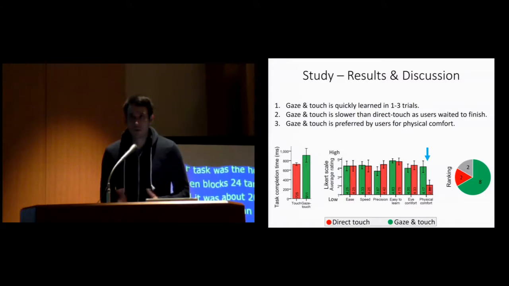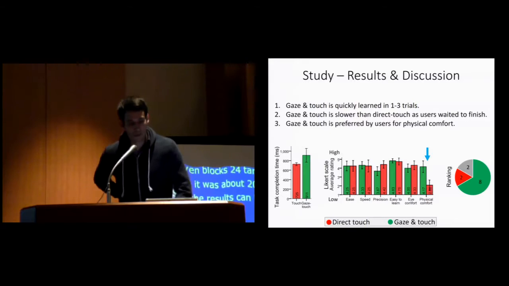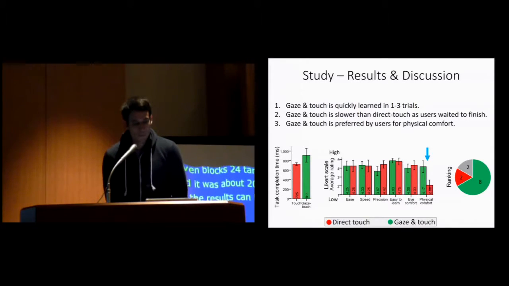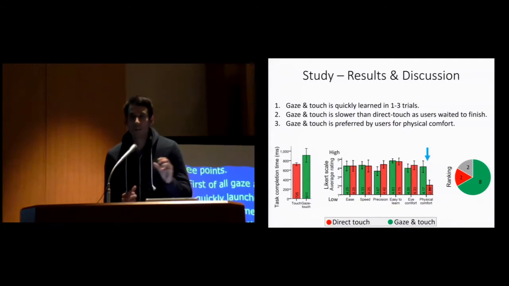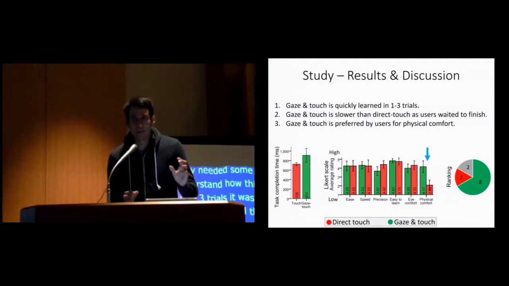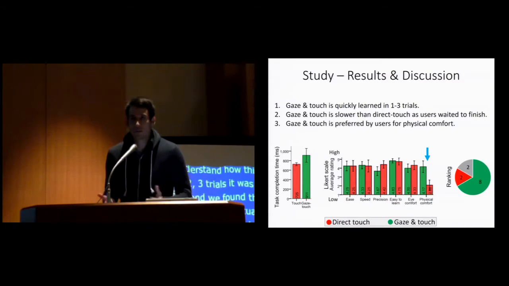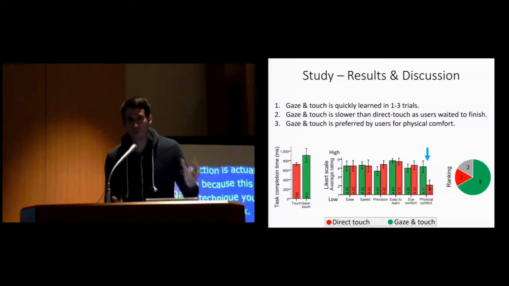But after just 1, 2, or 3 trials, it was kind of obvious, and users conducted the whole study. And second, we found that gaze and touch interaction is actually slower than direct touch, because with the gaze technique, users usually waited to finish with the task. So users were looking at the target and tapped and waited until the visual feedback finished. While with direct touch, this was not really required, because you can just find the target once and then move your hand towards it and already look away to focus on the next task.